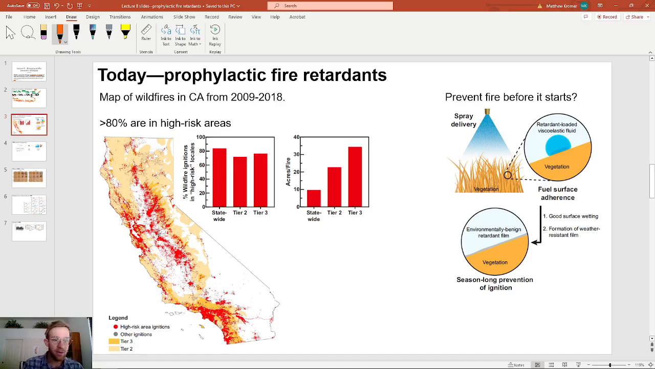And you can see that in the regions that are marked high risk, 80% of the wildfires were in high-risk regions. Is what I'm trying to say here, okay?